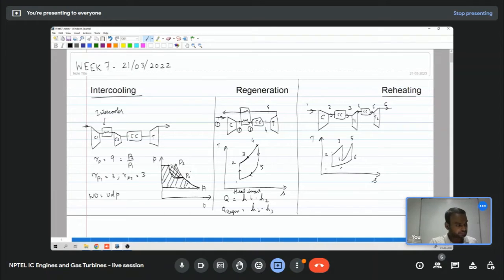So these are the different processes in which the efficiency of the base Brayton cycle can be improved. I hope this will be clear, because the same thing will be taught in the video also. I just want to brush up on the basics so that when we go to the problems it is easier.